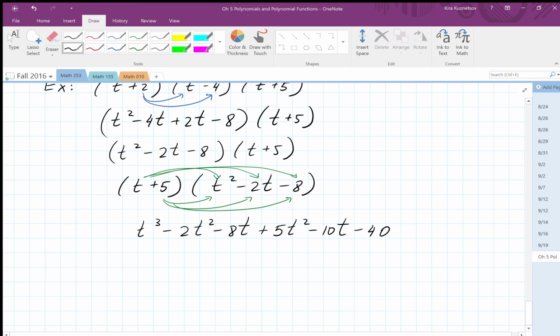Collect like terms. You have your t cubed. Negative t squared and positive 5t squared is positive 4t squared. Then you have your t's. Negative 8t and negative 10t is negative 18t. And then you have your negative 40.